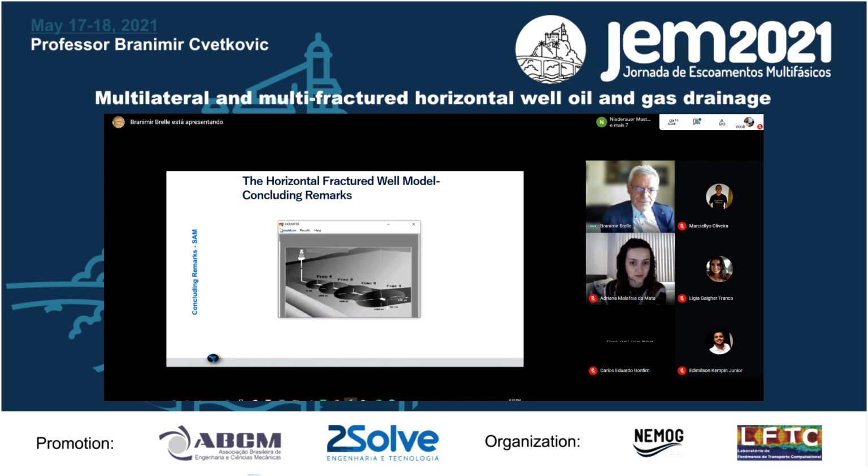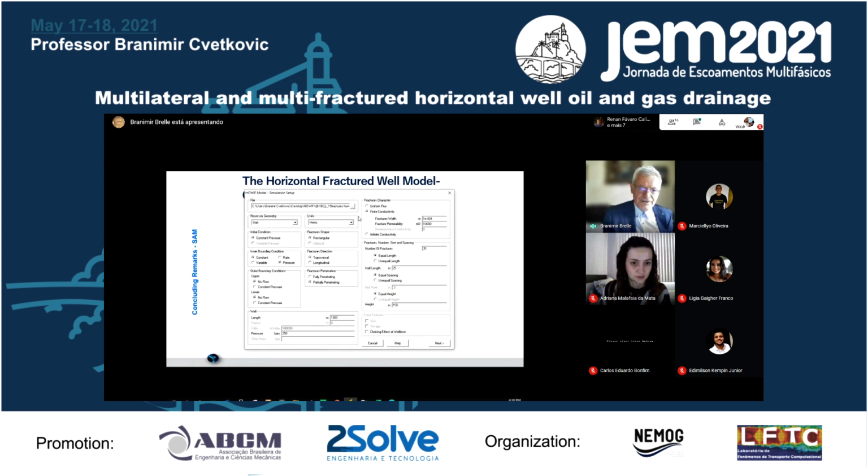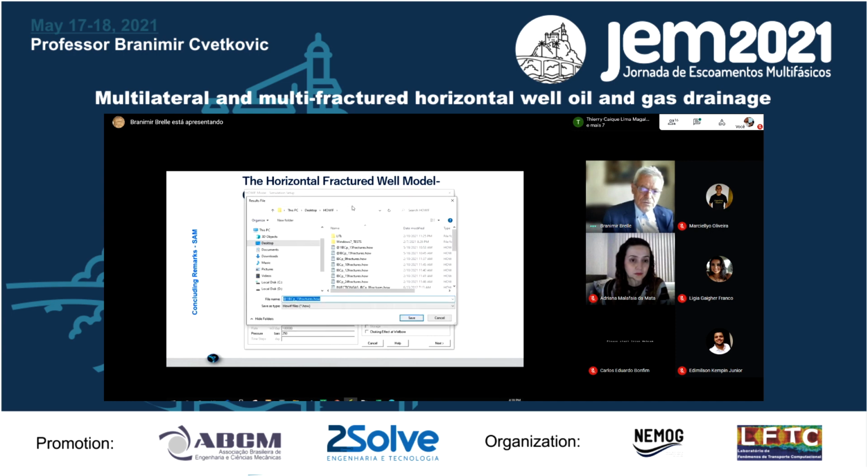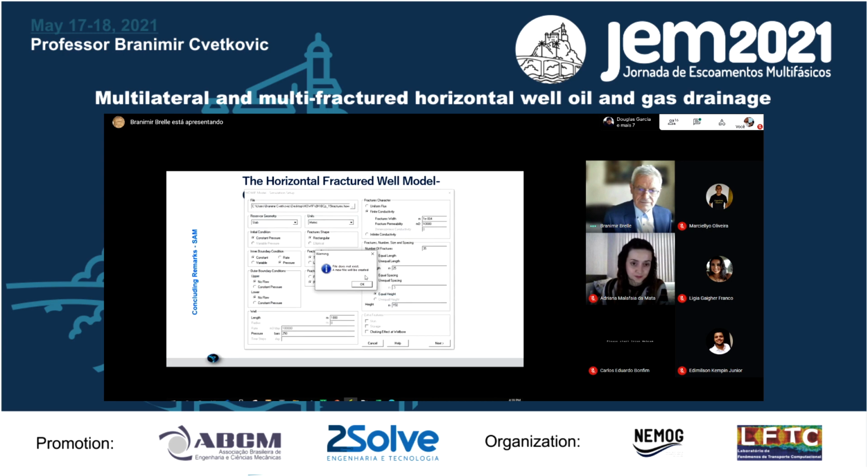You see, the beauty of the semi-analytical model, you look at this. I want to move from 15 fractures, which I have here, to, let's say, 40 fractures, okay? 40 fractures. Then I save it.